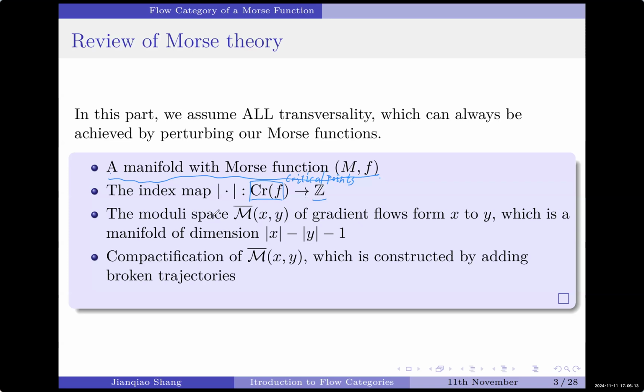And then we can define the moduli space. I consider all the flow lines from a critical point x to another critical point y. And this bar means that we mod out by the R action of it. This is a manifold of dimension index of x minus index of y minus 1. So besides this, we have the compactification of the moduli space.